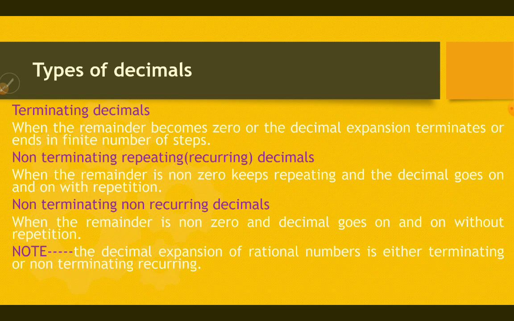Types of decimals: terminating decimals. When the remainder becomes 0, or the decimal expansion terminates or ends in a finite number of steps, that type of decimal expansion is known as terminating decimals.